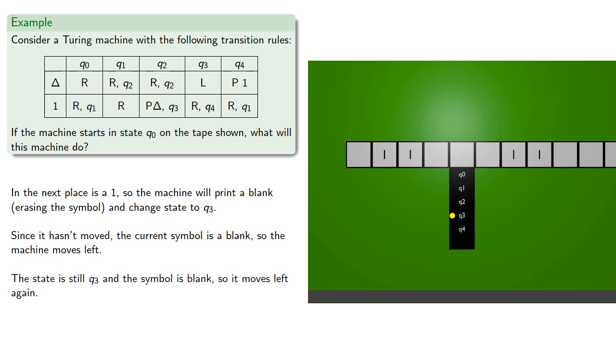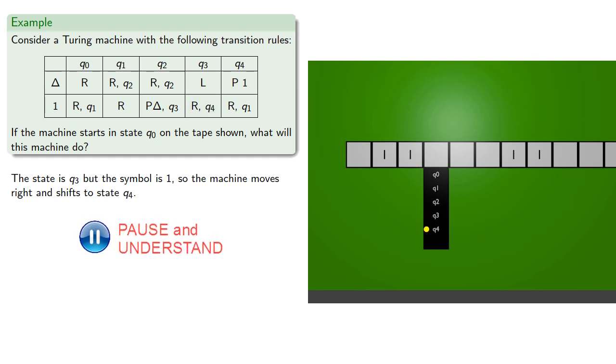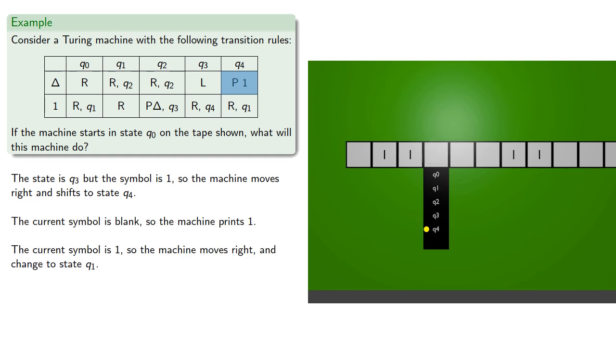The state is still Q3 and the symbol is blank, so it moves left again. The state is still Q3 and the symbol is blank, so it moves left again. The state is Q3, but now the symbol is 1, so the machine moves right and shifts to state Q4. The current symbol is blank, so the machine prints 1. The current symbol is 1, so the machine moves right and changes to state Q1.